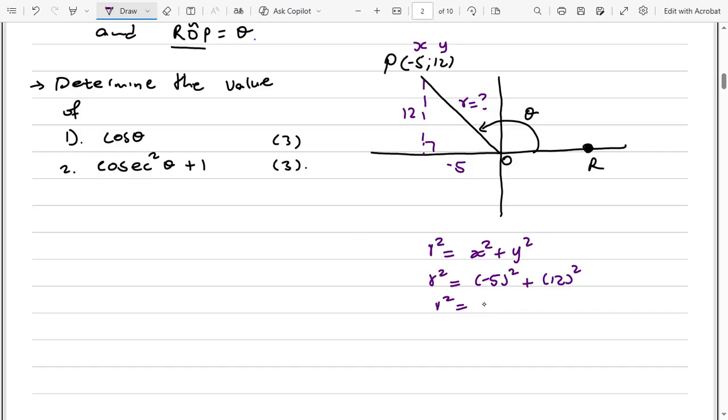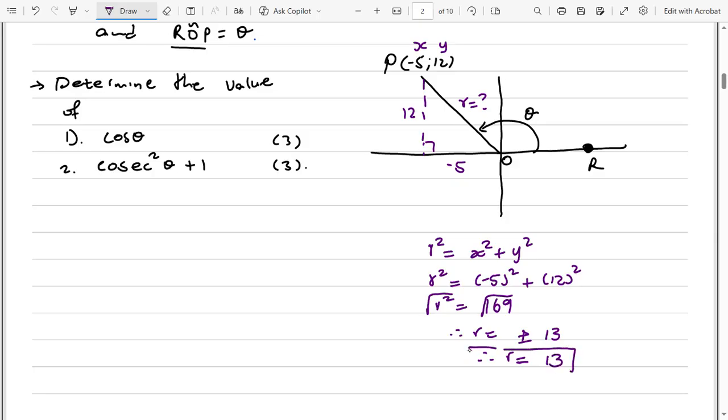You got 169. So this is 169. We're going to square both sides. I think it's 13. Therefore, R is always positive. It's negative for positive 13. Okay, negative. Therefore, we conclude R is always positive. So the answer is just 13, right?